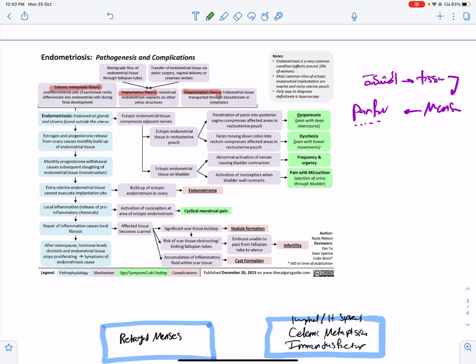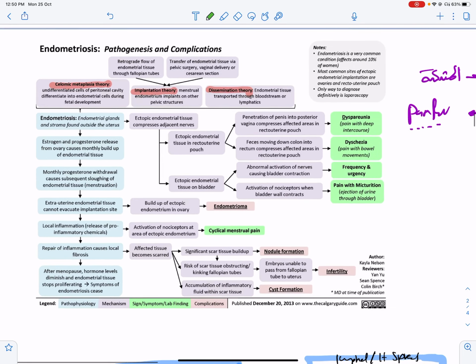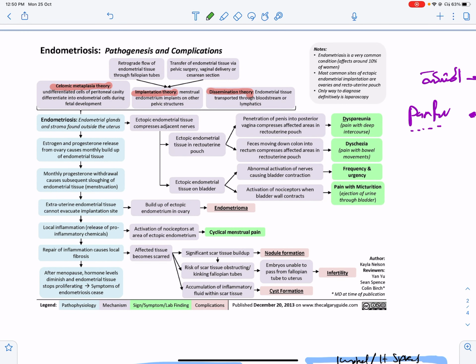Now the first one, today I will talk about endometriosis. In endometriosis, there is a very nice graphic here showing the summary of it. Let's start from the beginning. What is the main cause, or what is the pathogenesis? Now, first there are three theories. There is coelomic metaplasia. That means that the cells found in the peritoneum become differentiated into endometrial cells, okay? In disseminated theory, that means there is transportation of the endometrial tissue from the uterus to other areas through the blood and lymphatic. Now, implantation theory is the most important one.